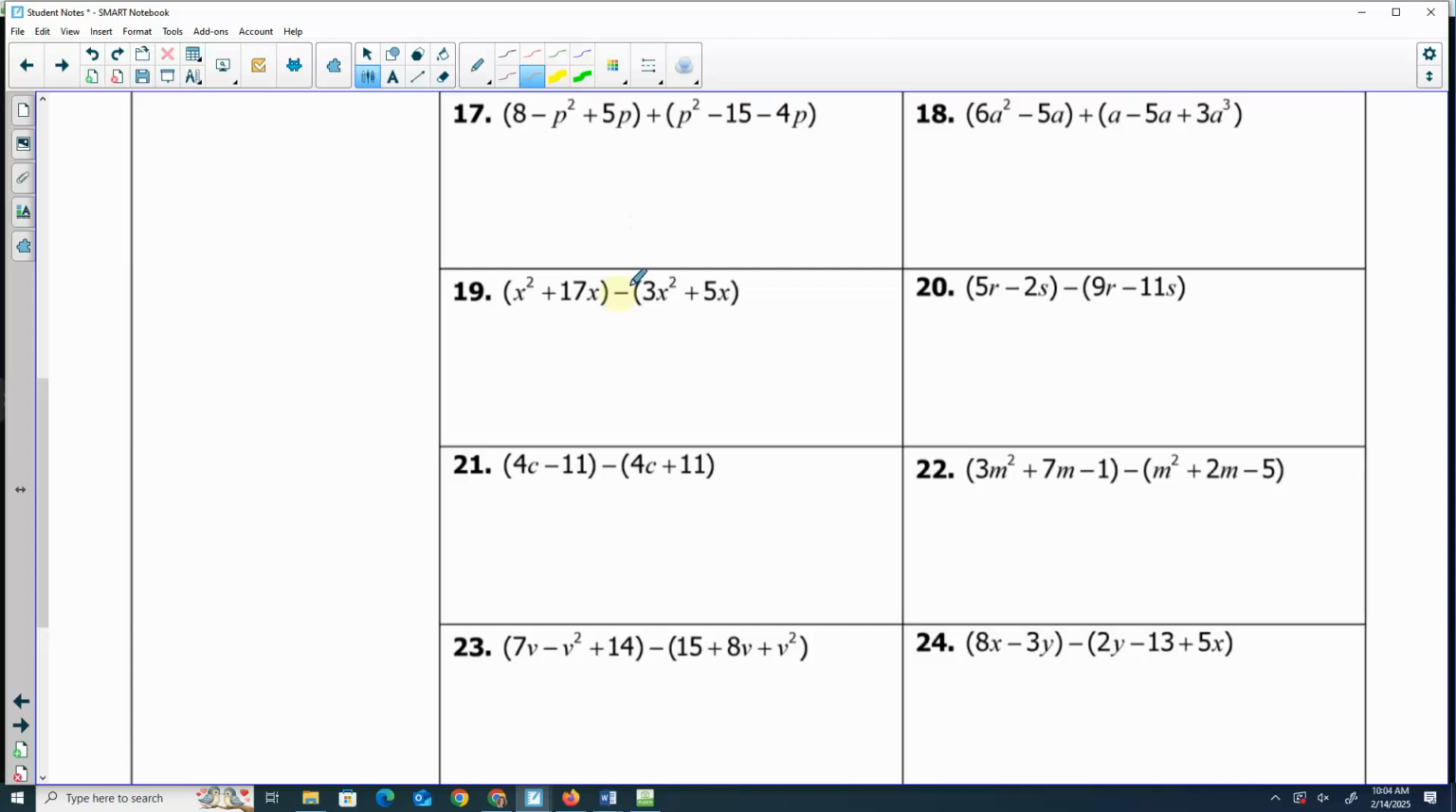Add. So we have changed it to a plus, and that means you distribute a negative through the second parenthesis. And now it's rewritten just like the above one, so we combine like things. 1x squared plus negative 3x squared. So 1 plus negative 3 is negative 2x squared. 17x plus negative 5x. So 17 plus negative 5 is 12x.